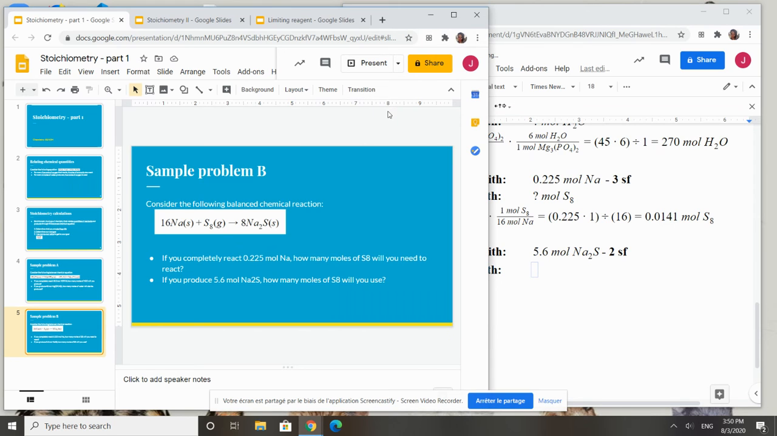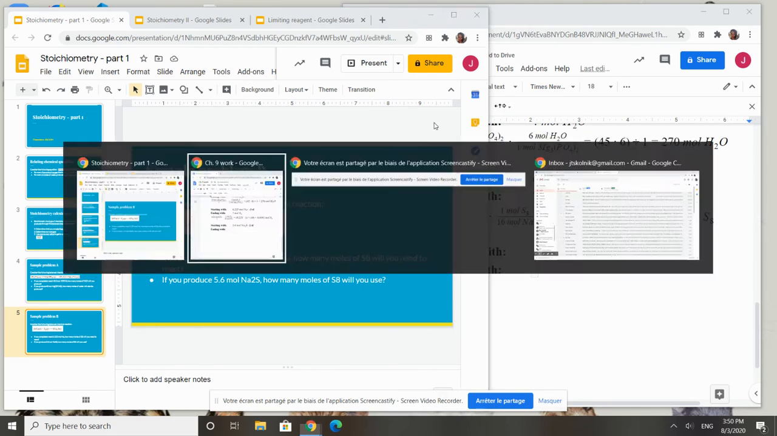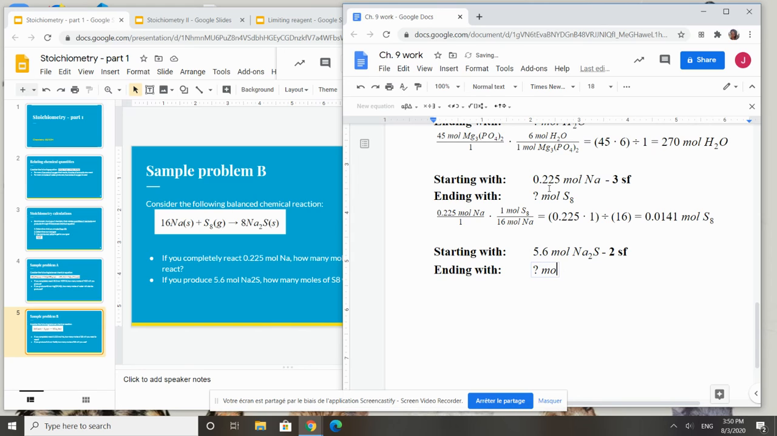I look in the question, it says, how many moles of S8 do you need? So question mark mole S8. I always take what I'm starting with, put it over 1. I find S8, there's nothing in front of it, so it's 1 mole S8. And then on the bottom, it's the number of moles of what I'm starting with. I go to my balanced chemical equation. I see that there's an 8 in front of it.